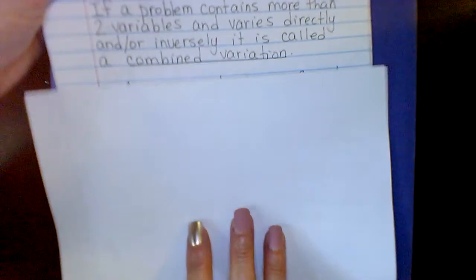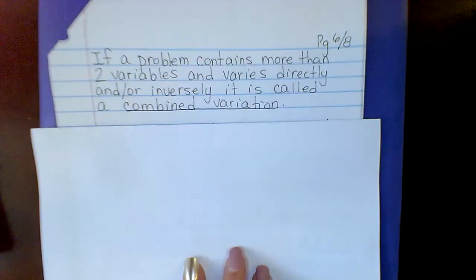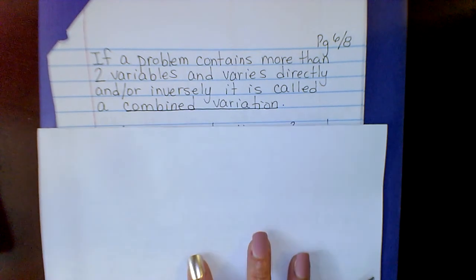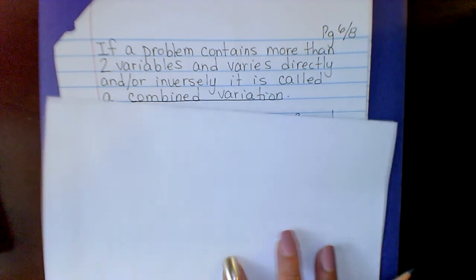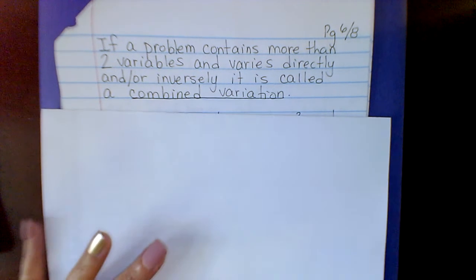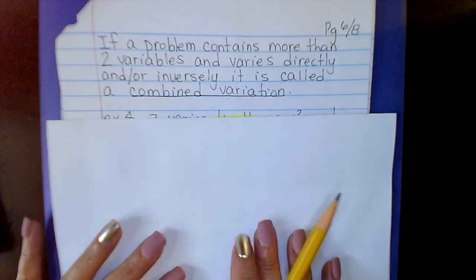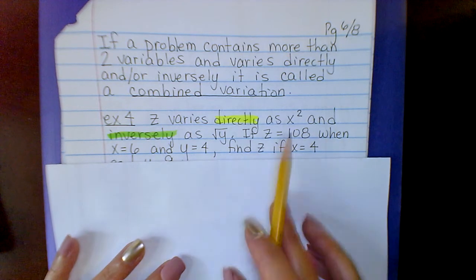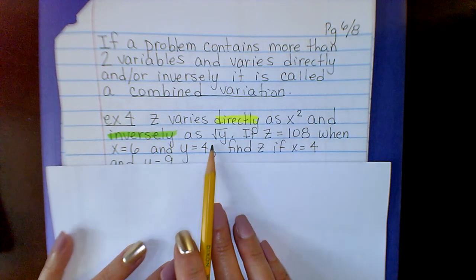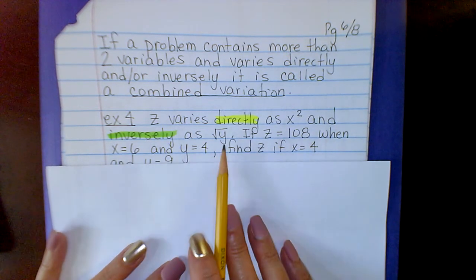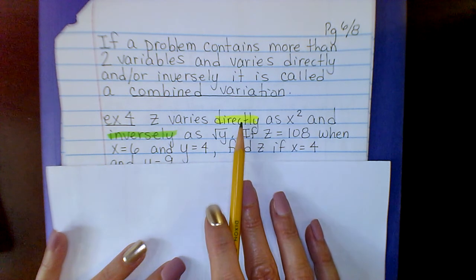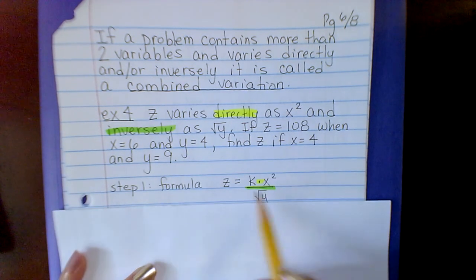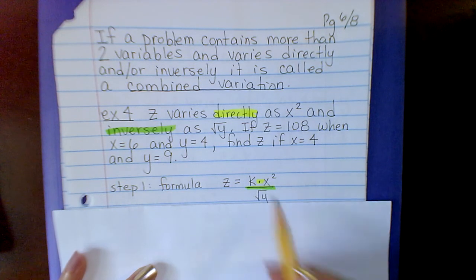If a problem contains more than 2 variables and direct and/or inverse variation, it's called a combined variation. That's not really anything magical, right? We're just combining some variations. So z varies directly as x squared and inversely as the square root of y. So using that to write our formula for this one. That's telling us to multiply, that's telling us to divide. So you can see how I tried to color code these. That green's not showing up all that well, but I tried.